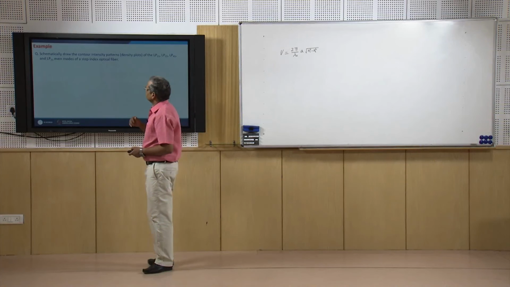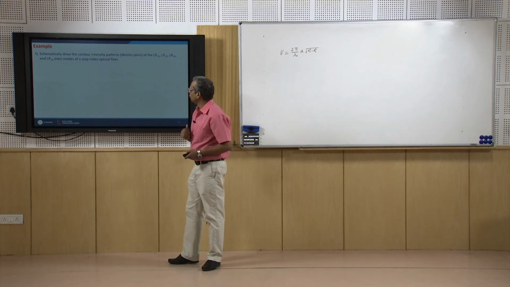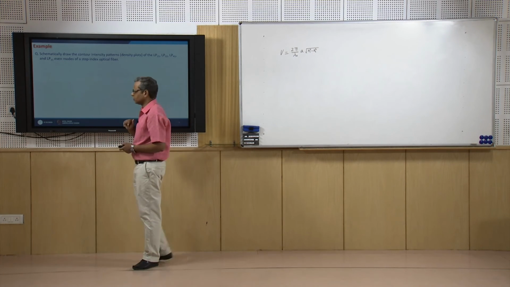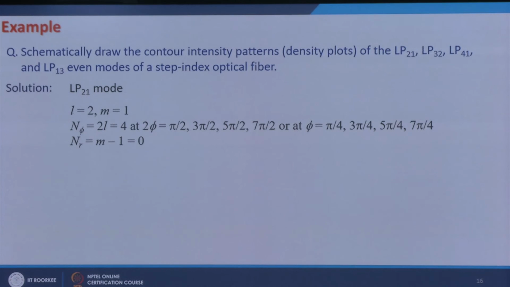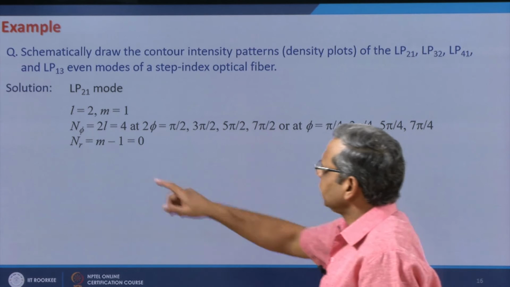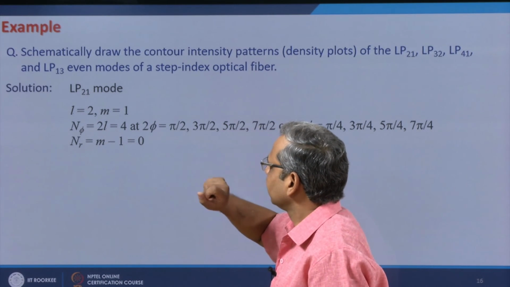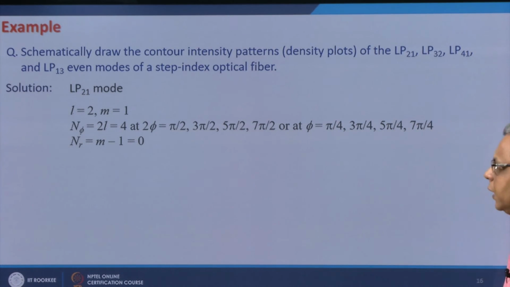Next example is to schematically draw the contour intensity plots or density plots of these modes, and I just want to draw the patterns of even modes. So, the cosine L phi solution. Let me do it for LP21 mode. For LP21 mode, L is equal to 2. So, the number of zeros in phi direction is 2L. So, they are 4. Now, where are these 4 zeros located?